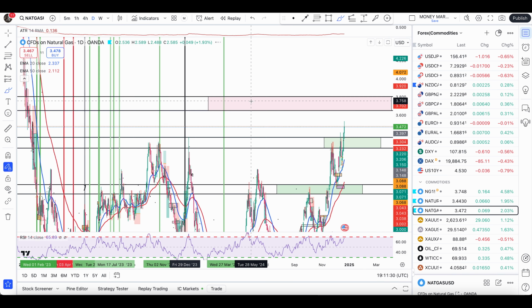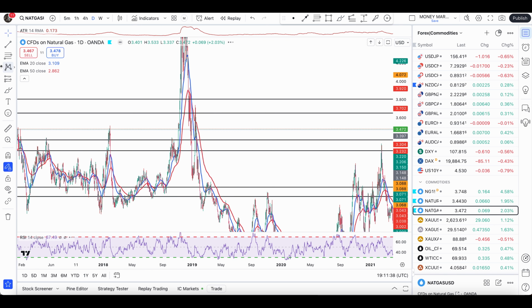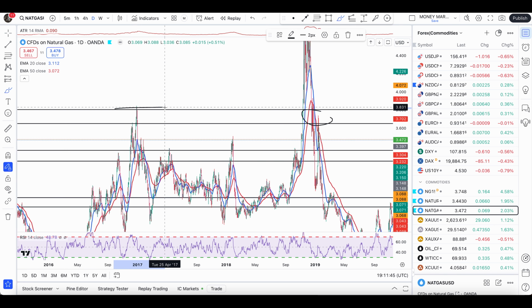Now going back here, I want to show you the zone above, from where the price has nicely reacted as a level of support in the past. If you go back and see, a level of resistance in the past. That is why I'm paying attention to this level.